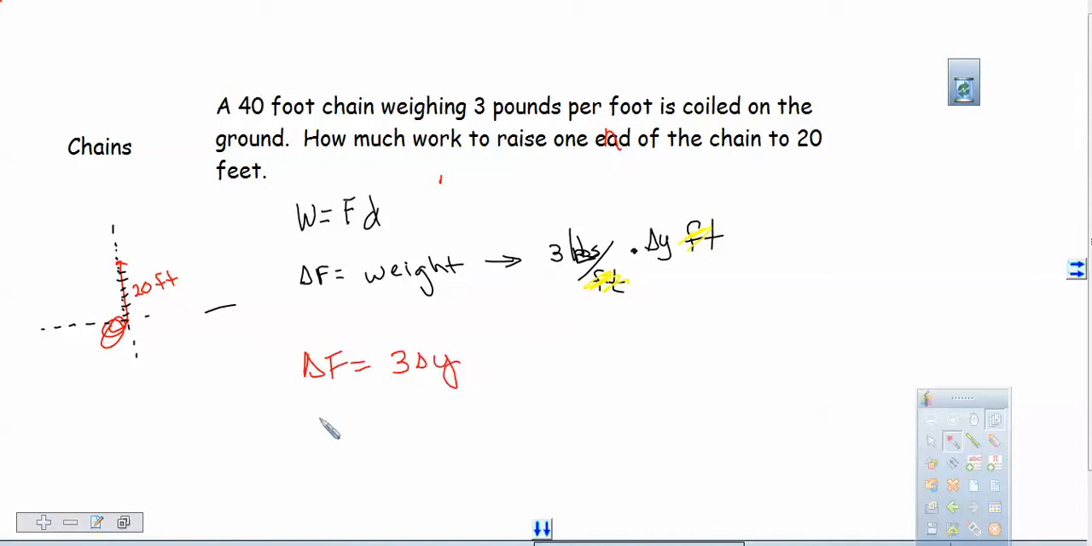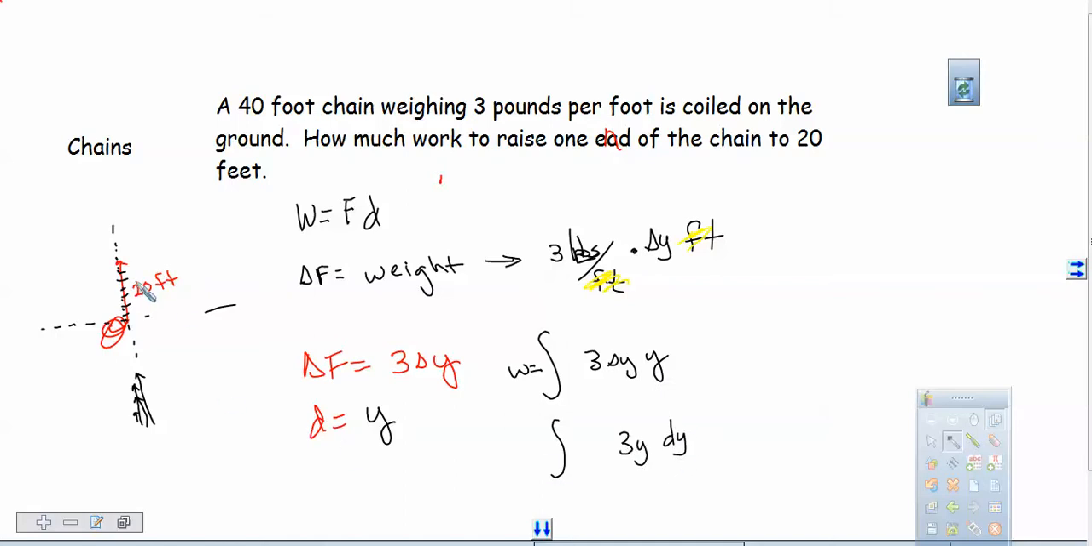Alright, now the distance. These little increments, if I start pulling the chain up a little bit, or if I pull it up a little bit more, a little bit more, we don't know the number, but it's going up the y-axis, so the distance on this one is just y. So my work is going to equal force times distance, so 3 delta y, y, or 3y dy.